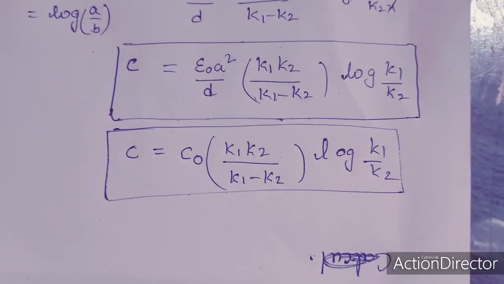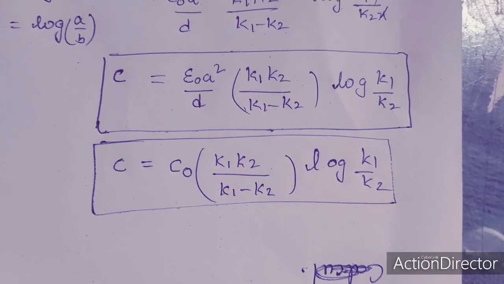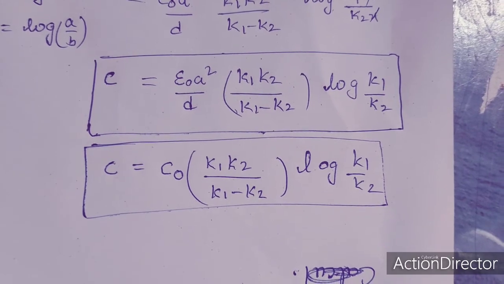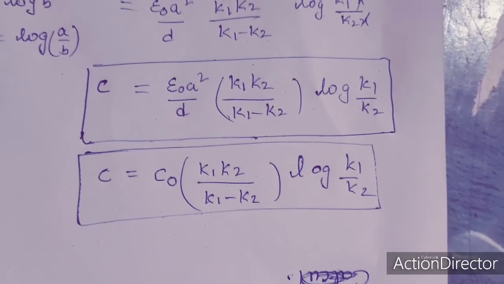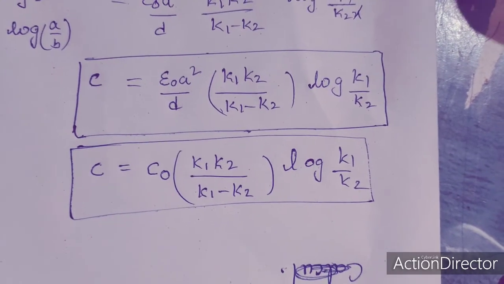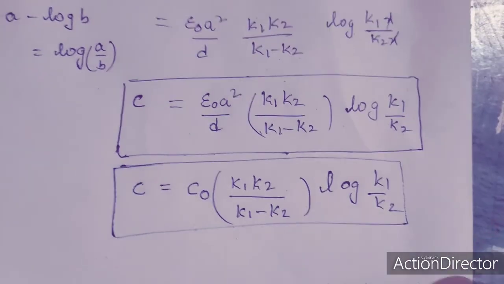Just observe this formula. C equals epsilon naught a square divided by d, k1 k2 divided by k1 minus k2, log of k1 by k2. That is one formula. Another one: C equals C naught of k1 k2 divided by k1 minus k2, log of k1 by k2. Now just observe one example problem for you.